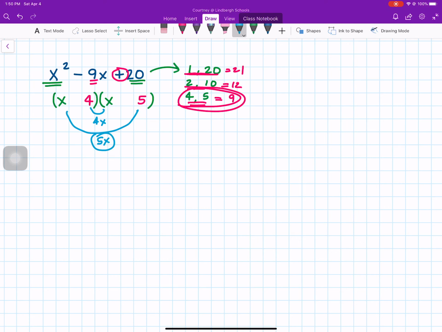Now you're looking for 4x and 5x to give you negative 9x. Right now they're positive, which means that you have to think a little bit. You have negative 4 and negative 5. That gives you a negative 9 when you add them up. So both of these numbers need to be negative. So your answer is (x - 4)(x - 5).